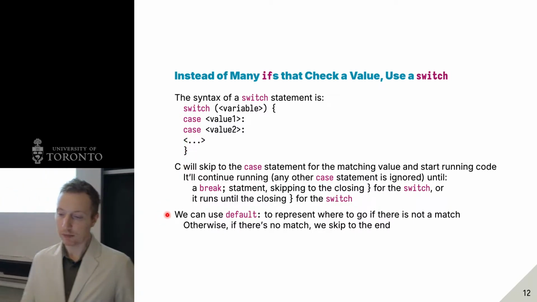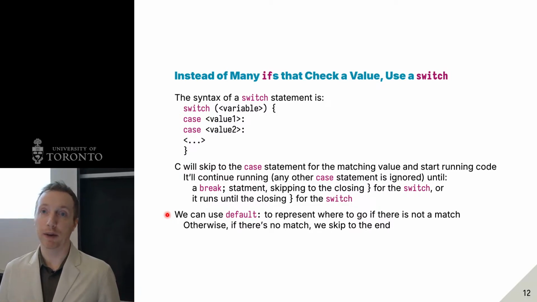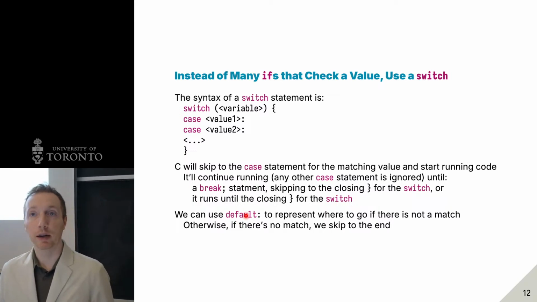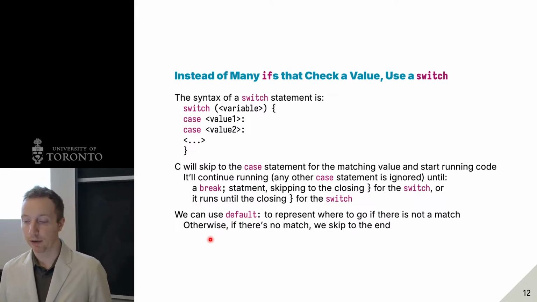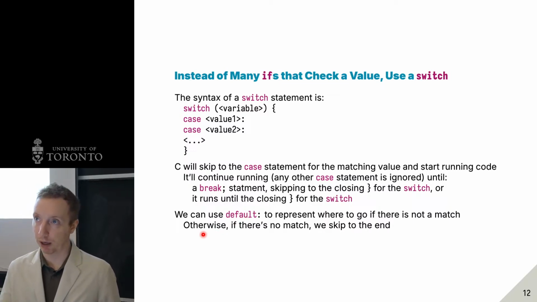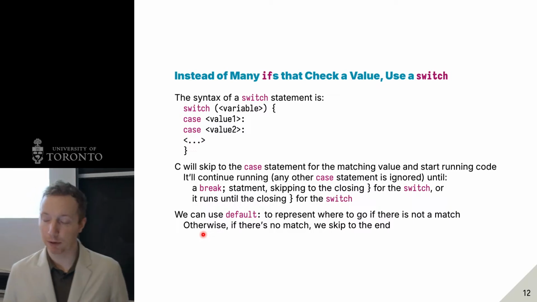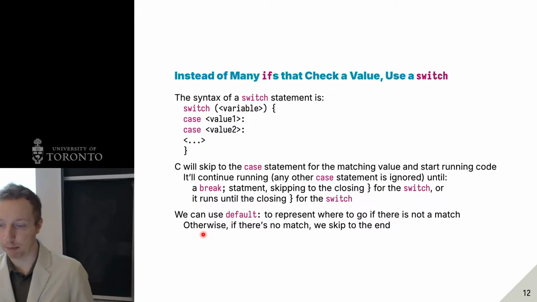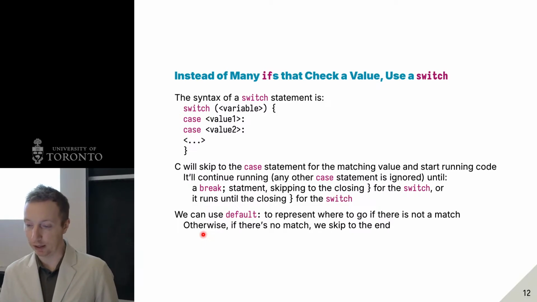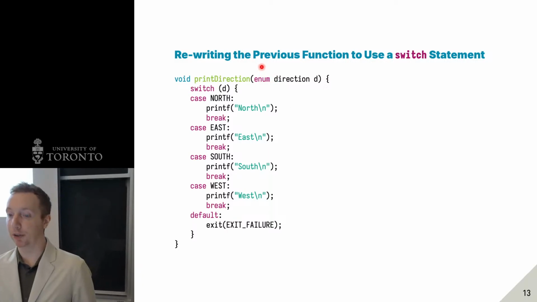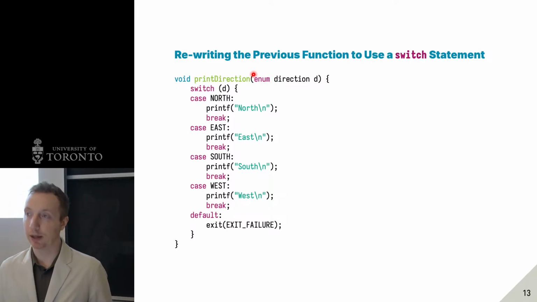So if I want to do something if the value isn't covered by one of my cases, then I can use the special keyword default and then a colon to represent where to go if there is no match. Otherwise, if there's no match, it just skips directly to the end. Sometimes you may want that, and sometimes you may actually want to do something if it does not match, in which case you would use that default. So if I wanted to rewrite the previous function using a switch statement, I could do something like this.